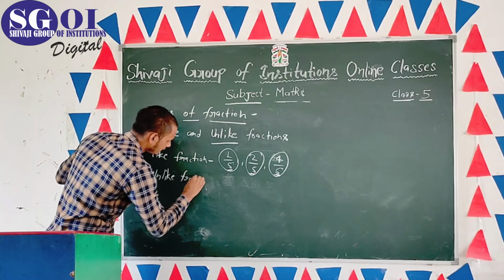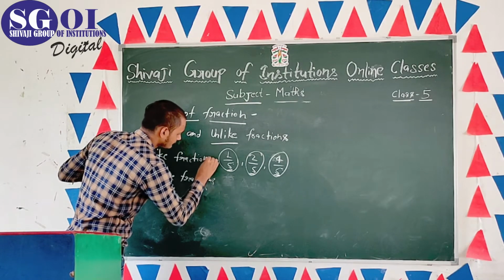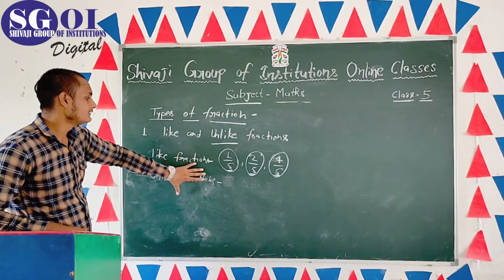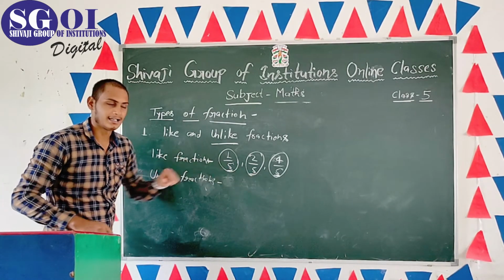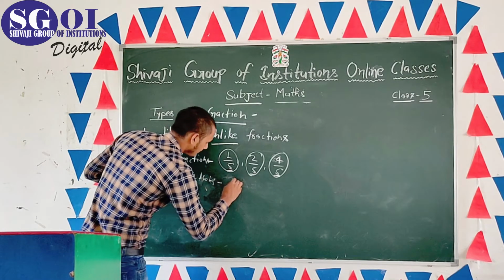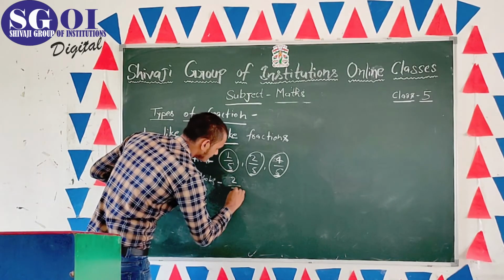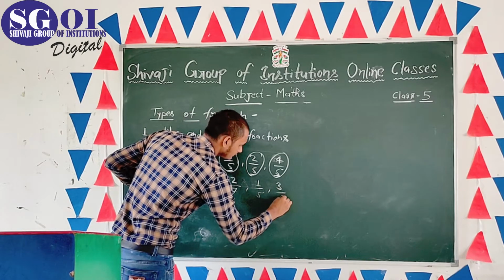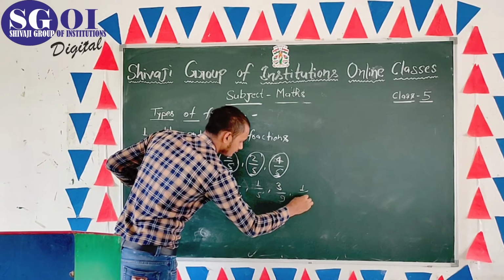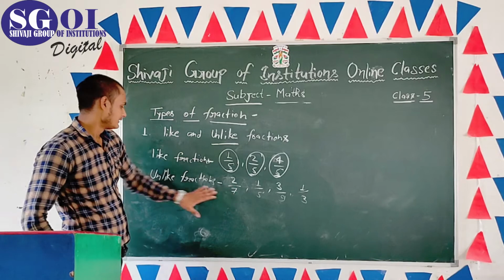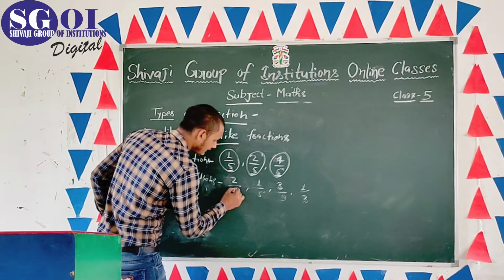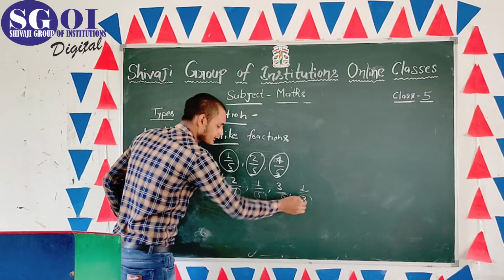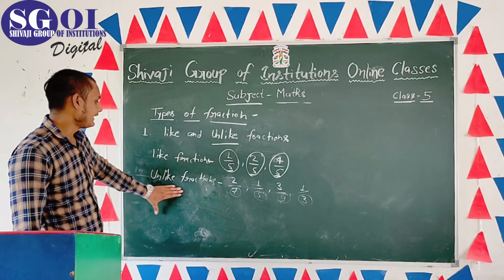Unlike fraction. Unlike fractions, the fractions with different denominators are called unlike fractions. Okay students? Example: 2 upon 7, 1 upon 5, 3 upon 9, 1 upon 3. Okay students, the fractions with different denominators. Students, look, the denominators are different, so these are the unlike fractions.